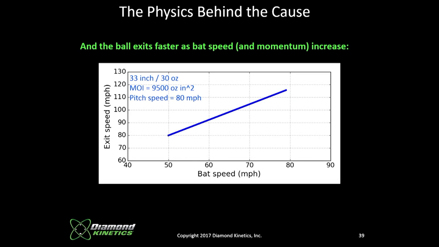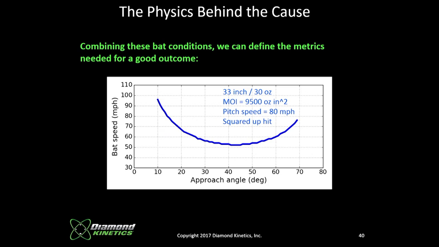Two things are required, though, right? Not just the angle, but the speed. And just like exit speed is directly related to distance, so is bat speed. So if we plot bat speed versus exit speed, it's a linear relationship. The faster you swing the bat, if you square it up, the farther the ball goes, the faster it goes when it leaves the bat. That one, again, is also pretty self-explanatory.